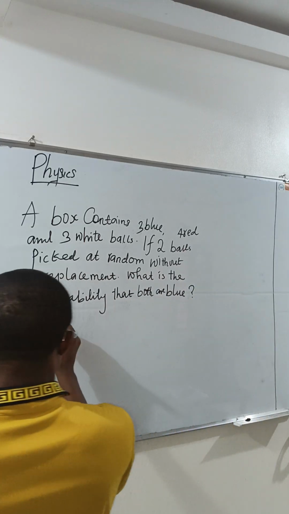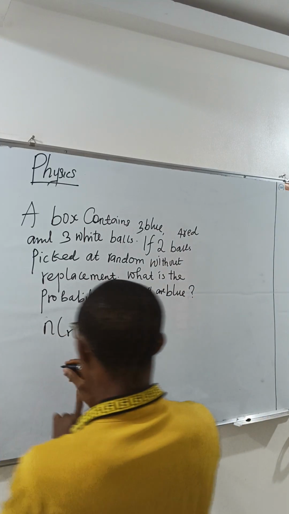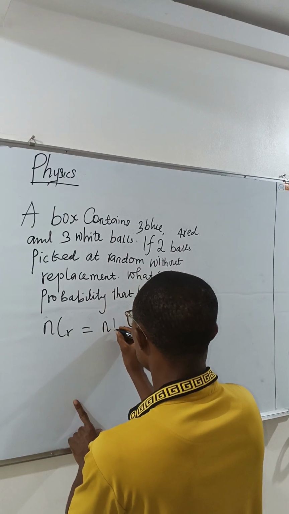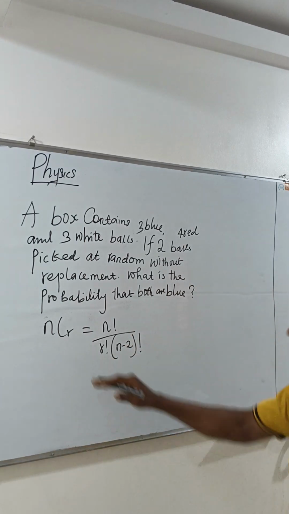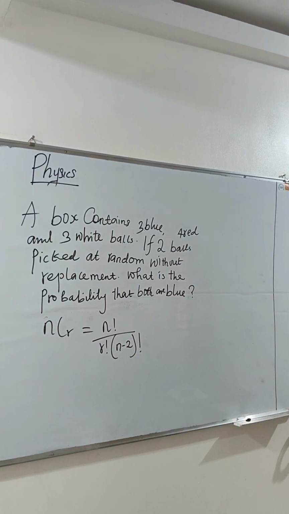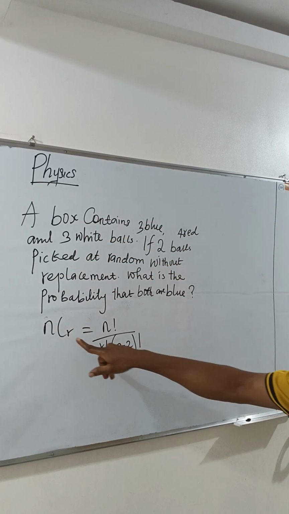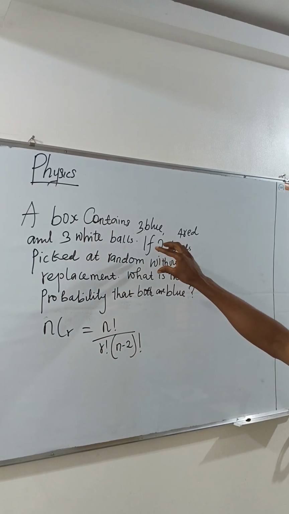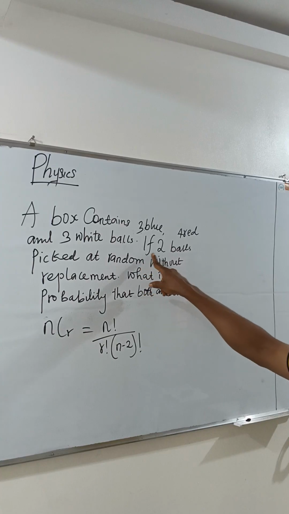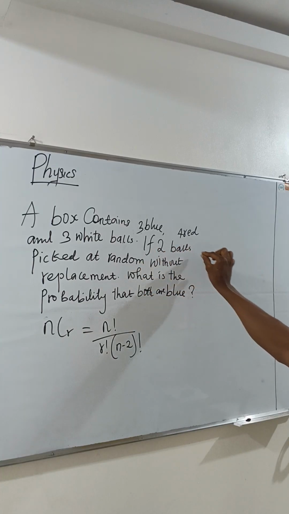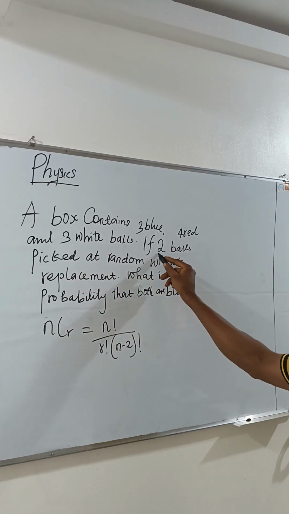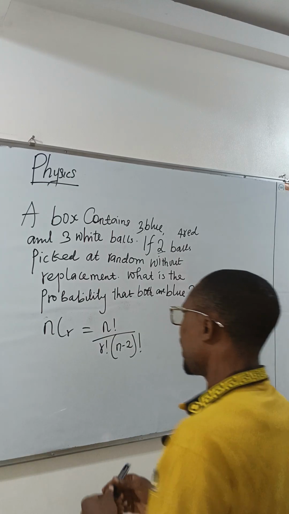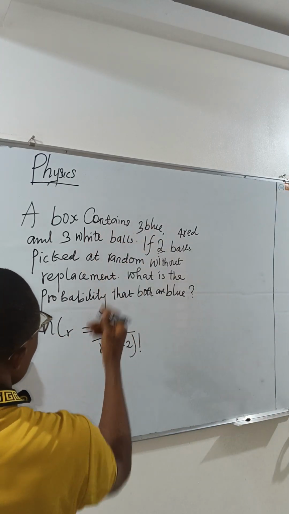Now in combination, the formula for nCr is n factorial all over r factorial times (n minus r) factorial. This is the formula for combination. What is n? n is the total number of balls in this place, while r is the particular number that you are asked to find, the number of balls that are picked. Look here, they said two balls are picked at random. That is the r.